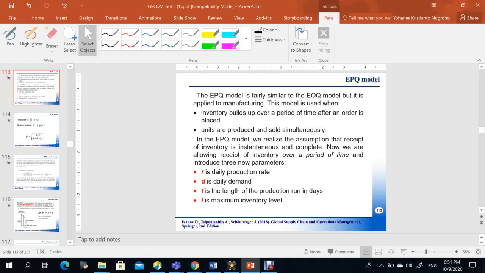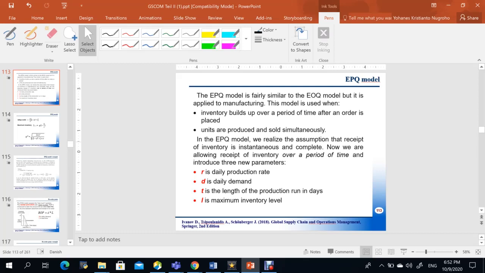Now we go into the economic production quantity model, or EPQ model. The EPQ model is fairly similar to the EOQ model, but it is applied to manufacturing. This model is used when inventory builds up over a period of time after an order is placed. Units are produced and sold simultaneously.